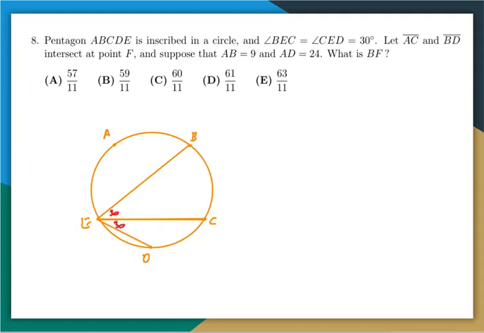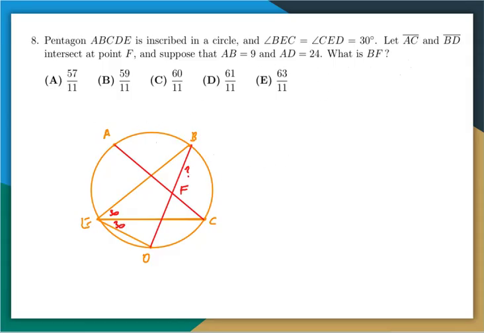And then AC, which is something like this, and BD intersecting at a point F. Okay, and then we are looking for BF, which is this piece. So that's the question mark.